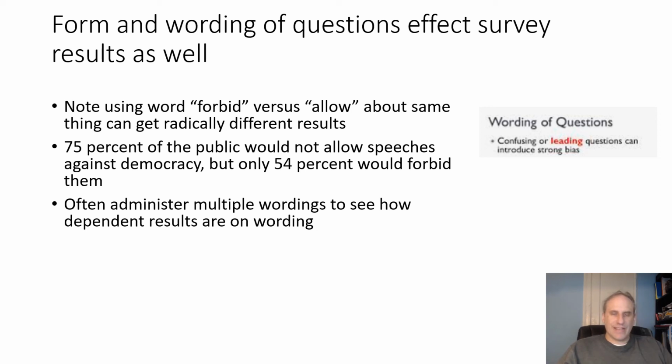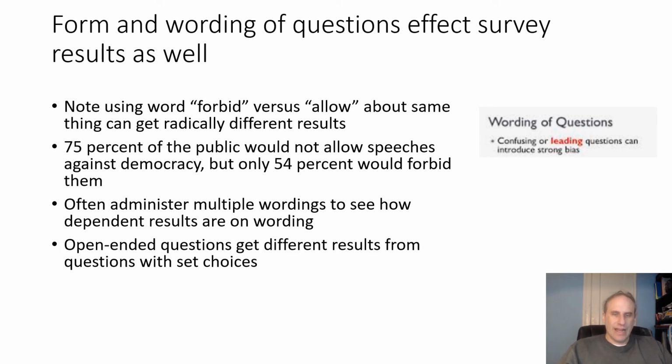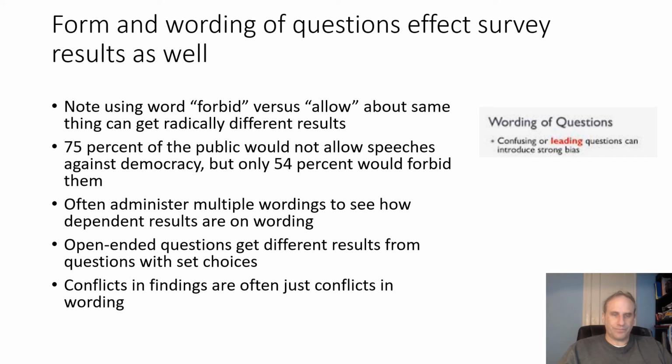Sometimes people doing surveys administer multiple wordings to see how dependent the results are on wording or whether there's more consistency. And you can get different results from more open-ended questions than from set choices that you give people. Quite often, you'll see conflicts in findings amongst surveys, and it sounds like, oh my God, people aren't even getting the same sample of people in the universe, but they can be from the same group of people sampled, but just conflicts in wording that can be subtle if you're not paying attention.